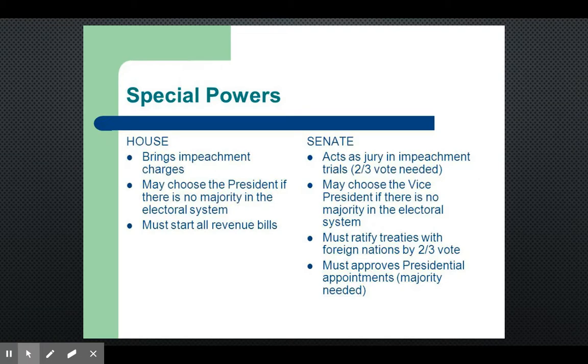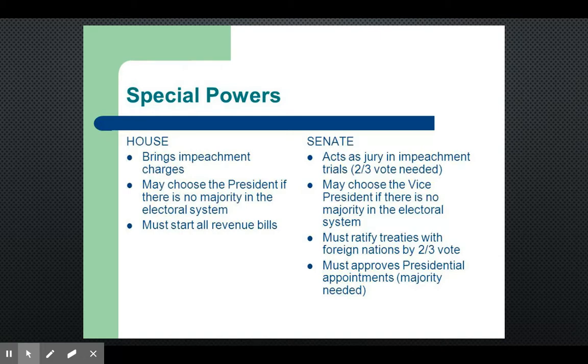So the House brings up impeachment charges. So when President Trump was impeached, the House brought up those charges of impeachment. They may choose the president if there's no majority in the Electoral College system. And make sure you know this, all revenue bills start in the House. So any kind of legislation regarding revenue starts in the House of Representatives.